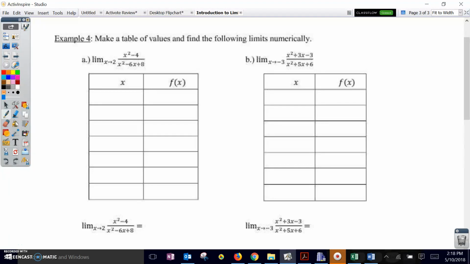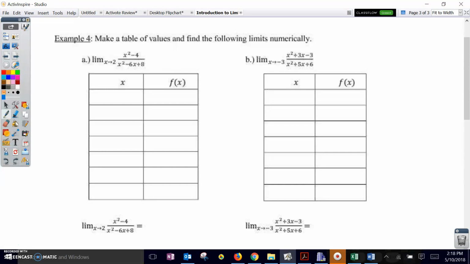All right, here in example 4, we're going to find some limit values numerically by making a table of values on our graphing calculator. We'll start in part A. We're going to find the limit as x approaches 2 of x squared minus 4 over x squared minus 6x plus 8. Now, we're going to build a table, and I've put a table in here below to kind of guide us in our mission.